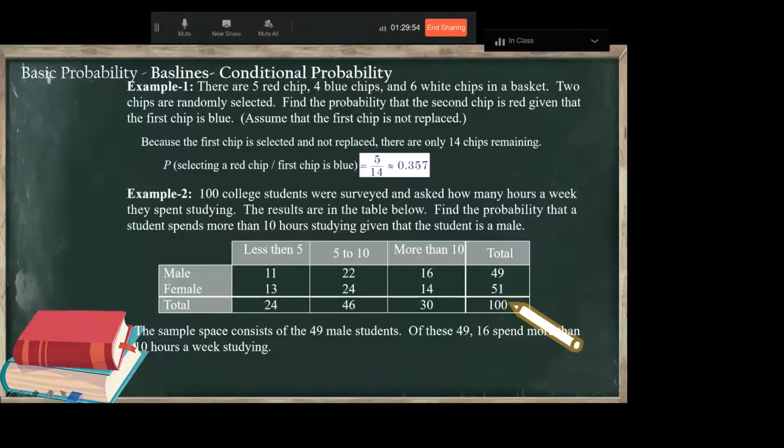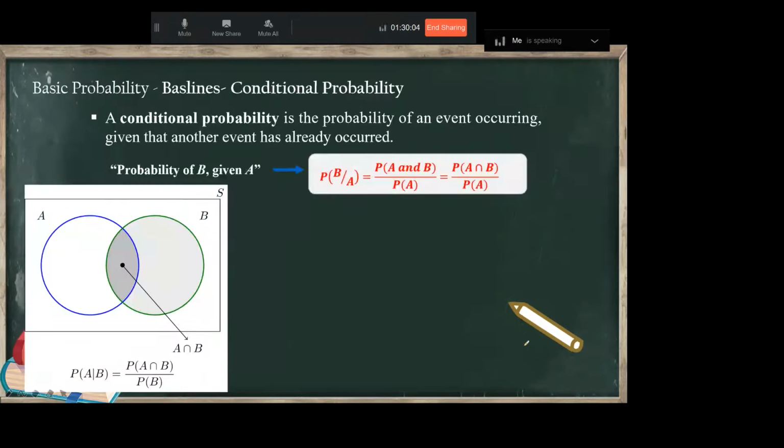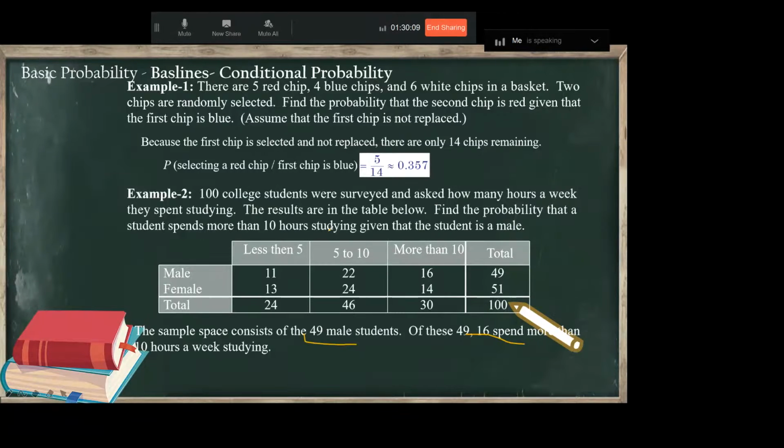Right, so here there are 49 male students, and out of 49, 16 spend more than 10 hours. I just showed you on the board how to find it using this formula, but because it was simple, you can also look at the table and find the probability. So the probability of more than 10 hours and male is 16 by 49, which is almost 32.7%. So there is almost 33% probability that the student is a male and studying more than 10 hours.